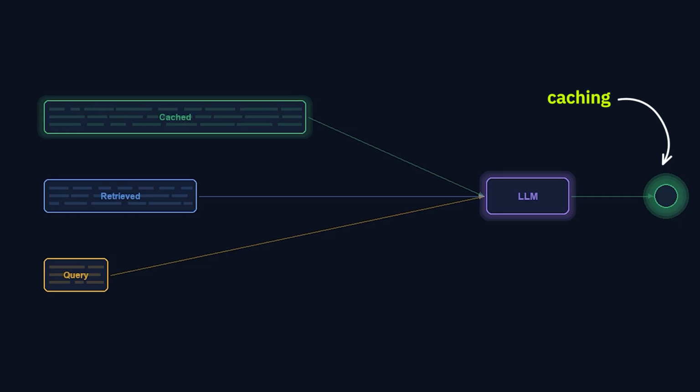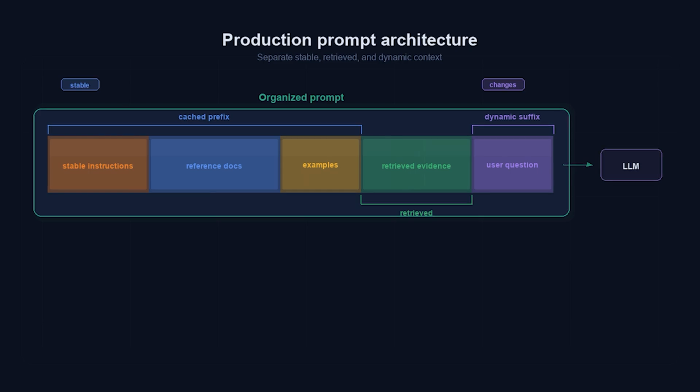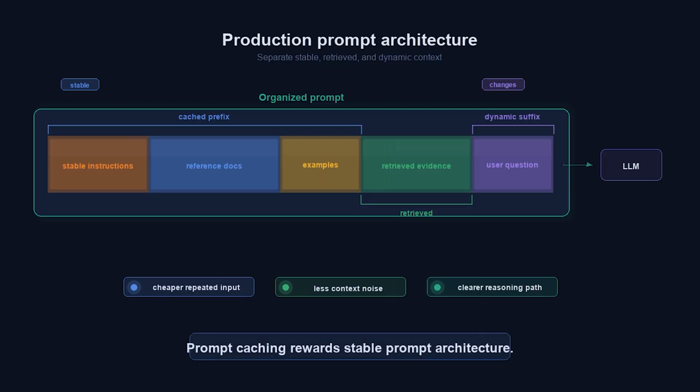Those are different levers. In a strong production system, you often use both. Stable instructions are cached, dynamic knowledge is retrieved, and the user question comes last. That gives you a prompt that is cheaper, faster, and easier for the model to reason over.